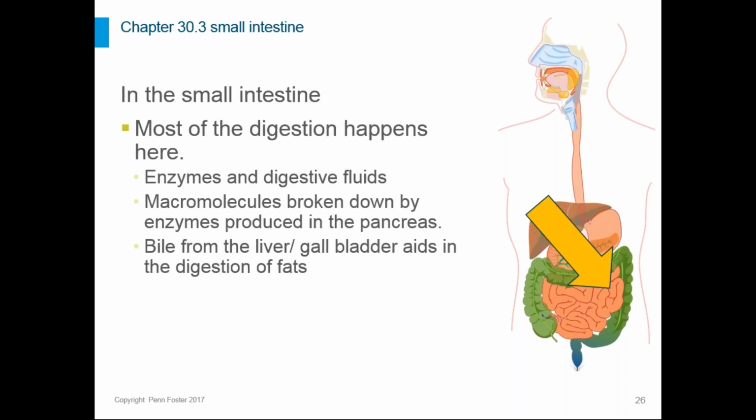It leaves the stomach and goes into the small intestine, and this is where most of the digestion actually happens, in the small intestine, specifically in an area of it called the duodenum. So the chyme, which is the food mixture, enters the beginning of the small intestine called the duodenum. This has more enzymes and digestive fluids. And here what happens is the macromolecules, which are carbohydrates, lipids, proteins, and nucleic acids, all of these are broken down by the enzymes that were produced in the pancreas and then delivered to this area. There's also bile that came from the liver and gallbladder, and that acts as an aid for digesting fats.